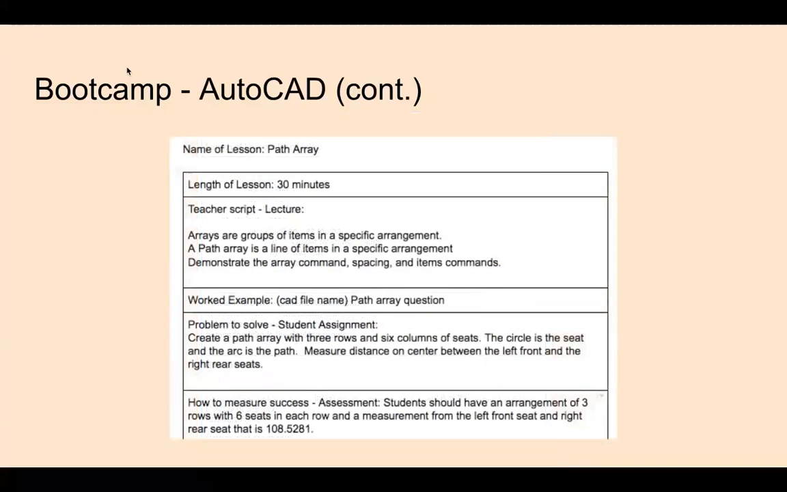So path arrays are groups of items in a specific arrangement. Students will need to create a path array of 3 rows and 6 columns of seats and set this up as if it's a stadium and you're a singer looking out into the crowd. We have this stadium seating, but we want to be able to manipulate these path arrays. So we'll add more columns, add more rows, and change the distance between the two.